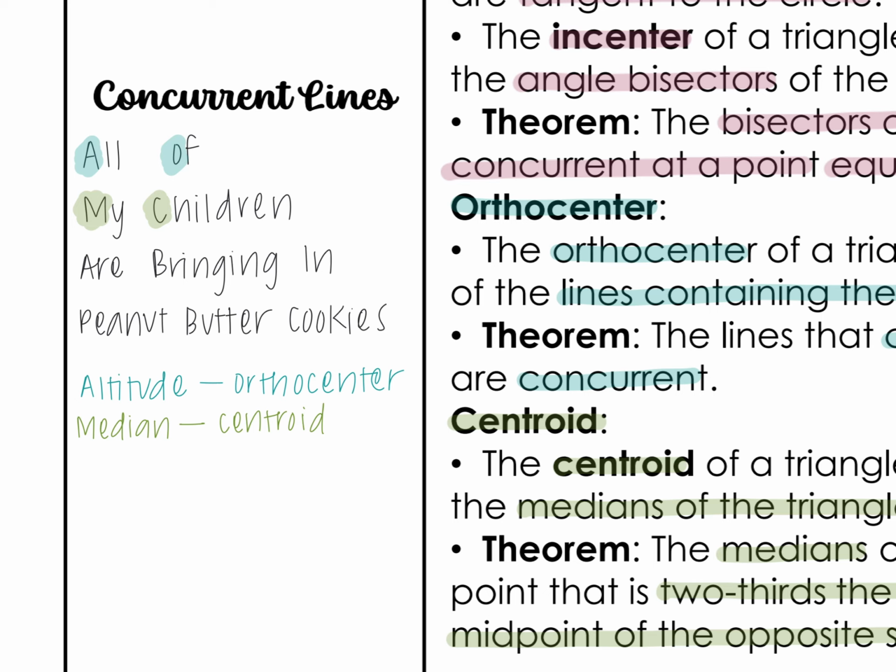Then we move into our "bringing in." We've got our A's, and we already used altitude, so that leaves us with angle bisector, which will work because the second word starts with that B. So angle bisector.